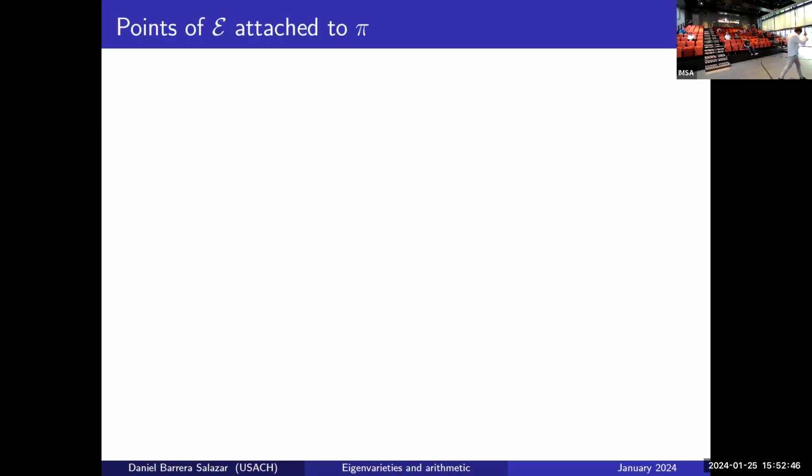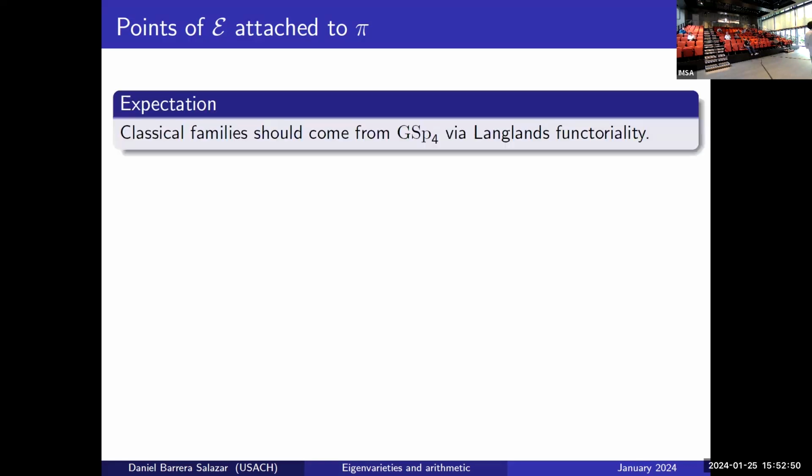So you take an automorphic representation, and you have some points in the eigenvariety. But you have not one point. So I shift a little bit in the second part of my talk, because we need to choose one special point of that automorphic representation. Firstly, what we're expecting is that all the classical families come from GSp4. You know that GSp4 is very closely related to GL4, with a functoriality that relates representations of one group to the other.